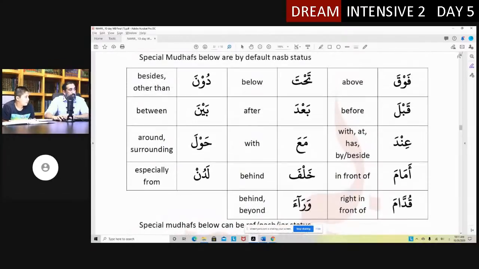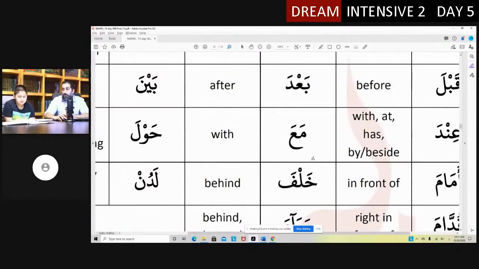The rest of these guys, if you see this word anywhere in the Quran, if you see duna, tahta, fawqa, bayna, ba'da, qabla, hawla, ma'a, ladun, khalfa, inda, amama, wara'a, qudama. Doesn't matter where in the Quran, if you see any version of these words, it's a mudaf, which means the immediate word after them is a mudaf ilayh.